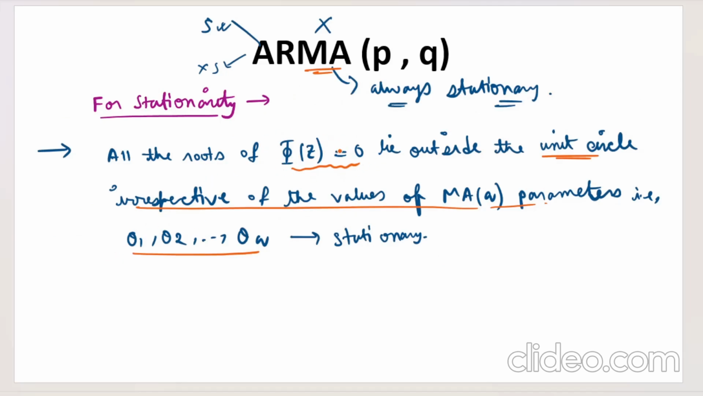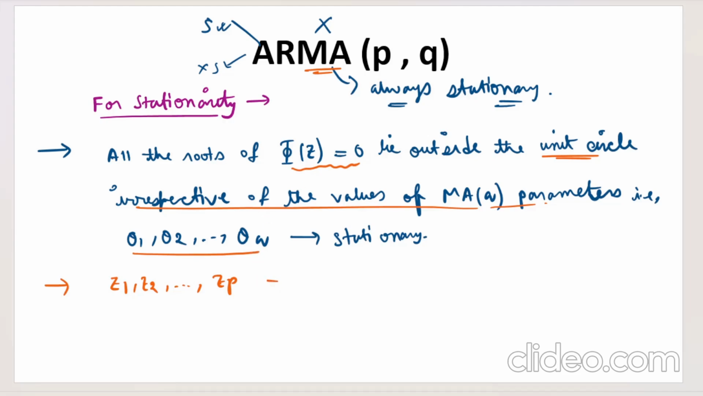Here, phi(z) equals 0 is a pth degree polynomial, so it will have p roots. Suppose the roots are z1, z2 up to zp. So these are the p roots. We will assume that this AR characteristic polynomial will have these roots.